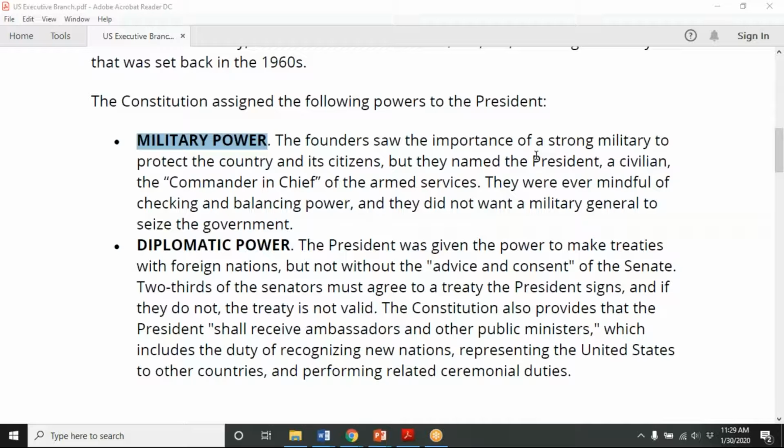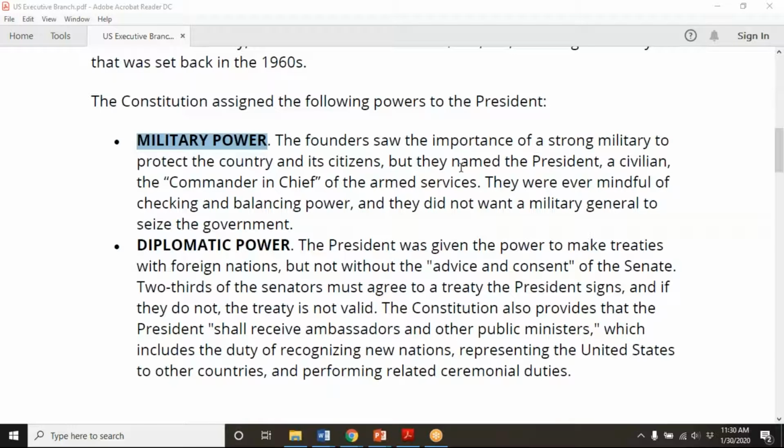They want the army to be run by a civilian who, when he makes decisions, is certainly concerned about winning wars, but is also concerned about the civilian side of things. How is this going to affect the American people, families, the economy, the whole picture? So they did make the president the commander in chief of the military, but he's a civilian commander in chief, and that's something that makes America a little bit unique.